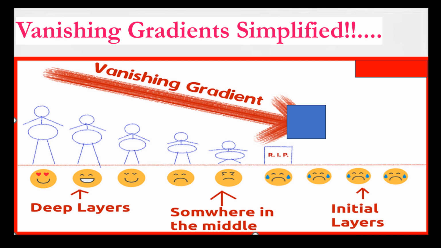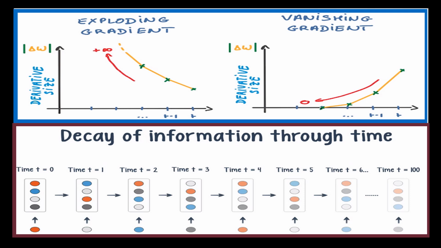Deep learning has taken the world by storm, but training deep neural networks can be tricky. The vanishing gradient problem is a common issue that hinders learning in deep networks. So today we will explain this vanishing gradient problem in easy to understand terms. Let's get started. So what is vanishing gradient?